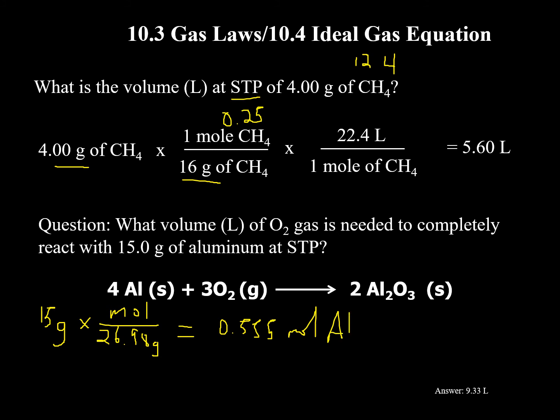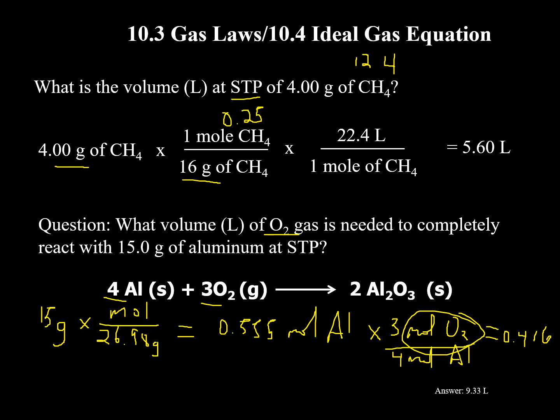The next step is to use the balanced chemical equation to find the moles of O2, because that's what it's asking for. What is the volume of O2? So we would multiply by 3 moles of O2 on top and 4 moles of aluminum on the bottom, and this comes out to 0.416, and the unit would be moles of O2.